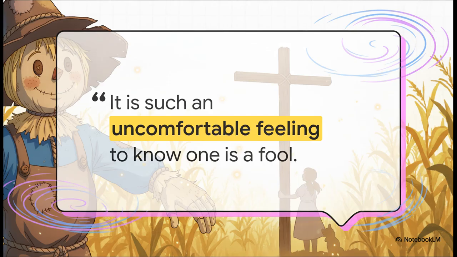Let's look a little closer at the Scarecrow. He's actually the very first companion Dorothy meets, lifted straight off a pole in a cornfield. He openly admits it is such an uncomfortable feeling to know one is a fool. You see, he has this deep, almost painful insecurity about his head being stuffed with straw. He feels entirely inadequate because he was literally just made the day before, and yet he's the first one to boldly join Dorothy on her dangerous quest to ask Oz for help.